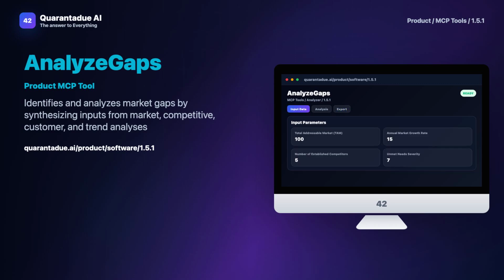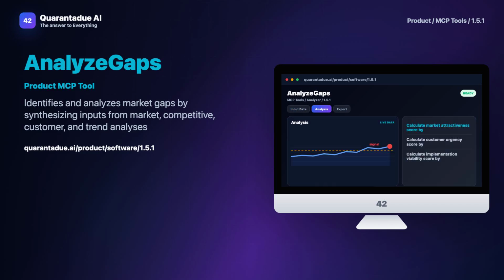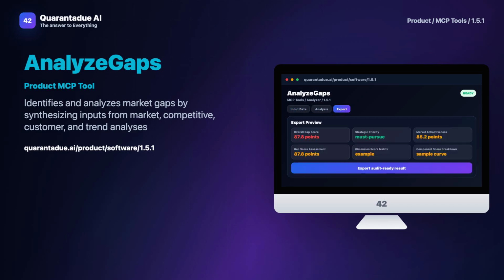Why is this so difficult in the product industry? Because product managers are expected to be data-driven, but the tools they use often force them into manual, interpretive work.